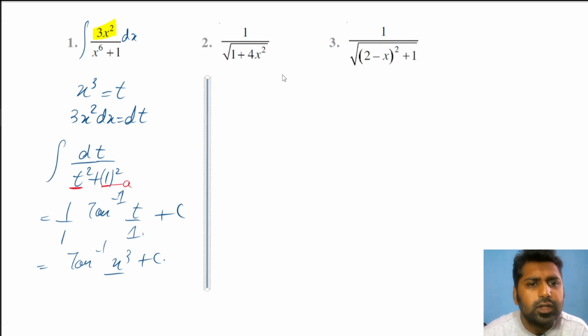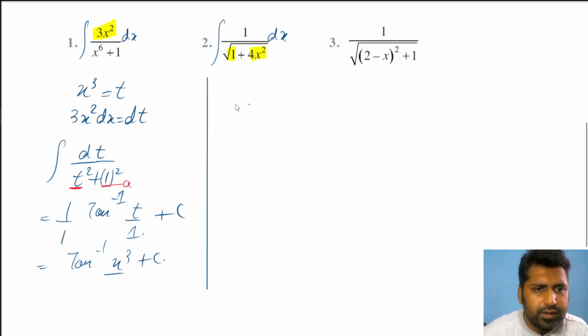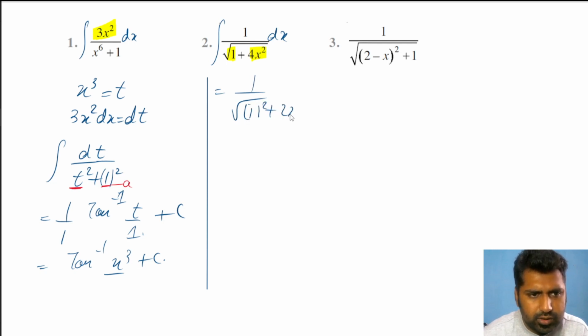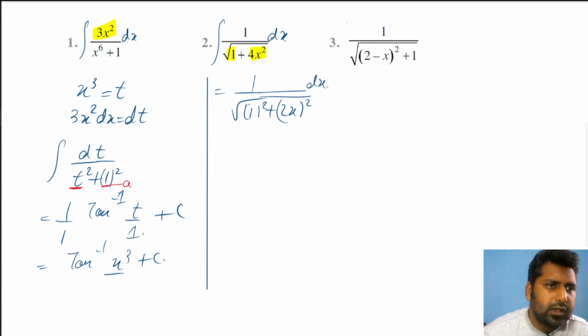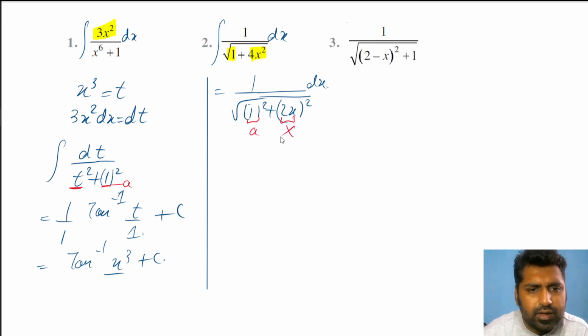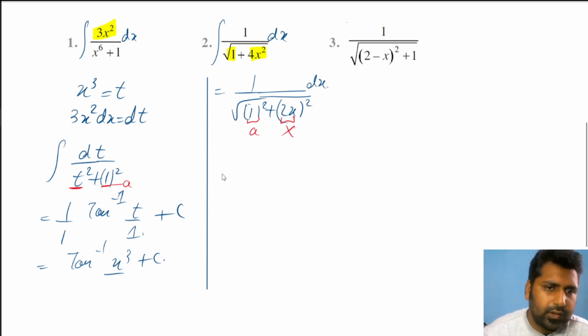Again, very direct. This one again has the integration of this. The good thing is directly square root, 1 is there and 4x square. You look at this, both of the terms are perfect squares. So I can rewrite this as 1 upon square root of 1 square plus (2x) whole square dx. Consider this as your a, and this as your capital X. In order to avoid the confusion, I'm calling this 2x as capital X. So what will be the answer?